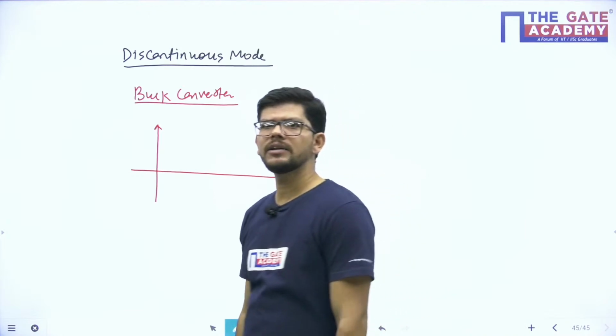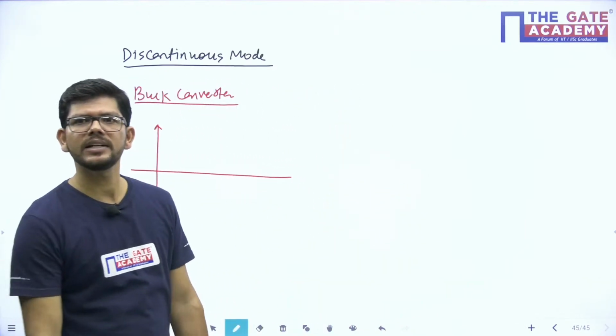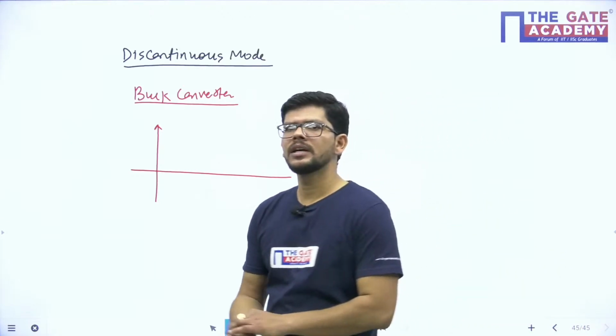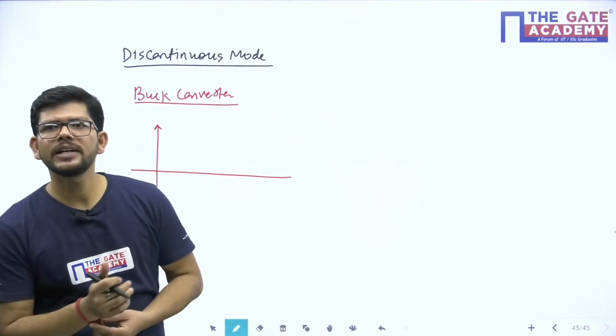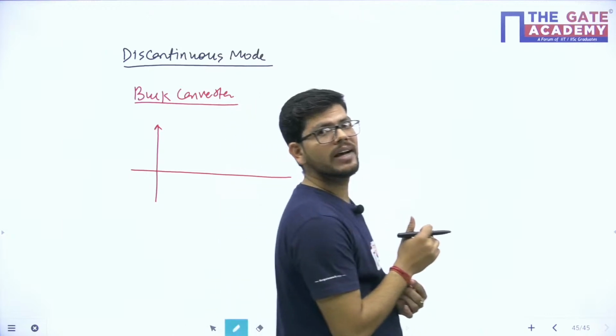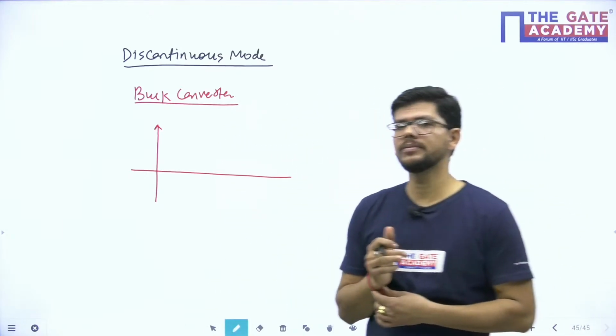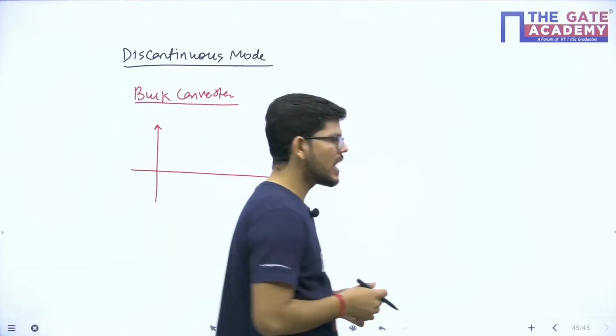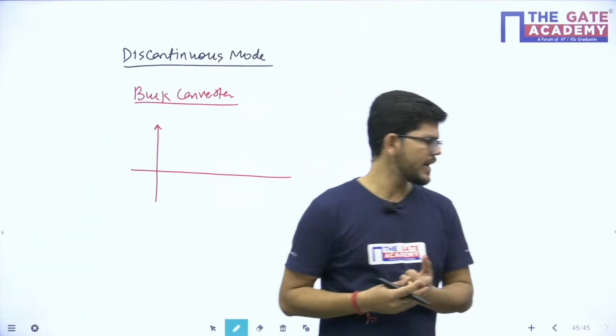LC of buck converter and buck boost converter are same. Not at all. Just see the formula. In case of buck converter, you have (1 minus alpha) R upon 2f. In case of buck boost converter, you have (1 minus alpha) squared R upon 2f. Okay.